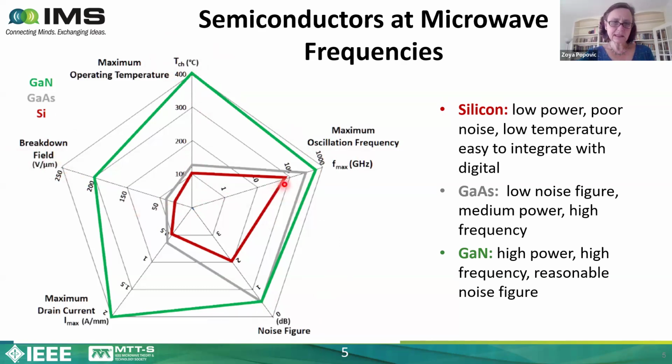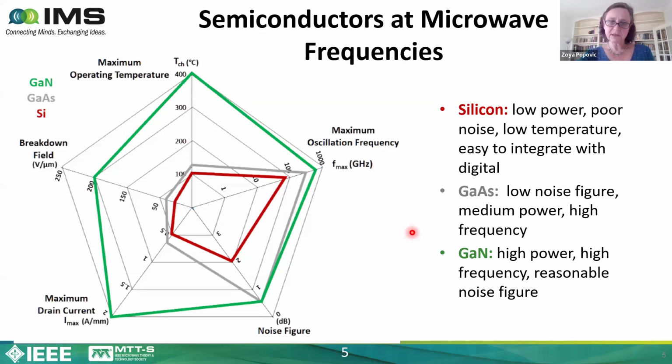So in red is silicon, and silicon is prevalent. It's a great semiconductor. It has a stable oxide. There are all sorts of good advantages of silicon, but it does have low power and relatively poor noise performance. It can operate at low temperatures only. However, it's very easy to integrate with digital electronics, so we can make mixed signals, and from that perspective it's very powerful because it can reduce cost, theoretically.